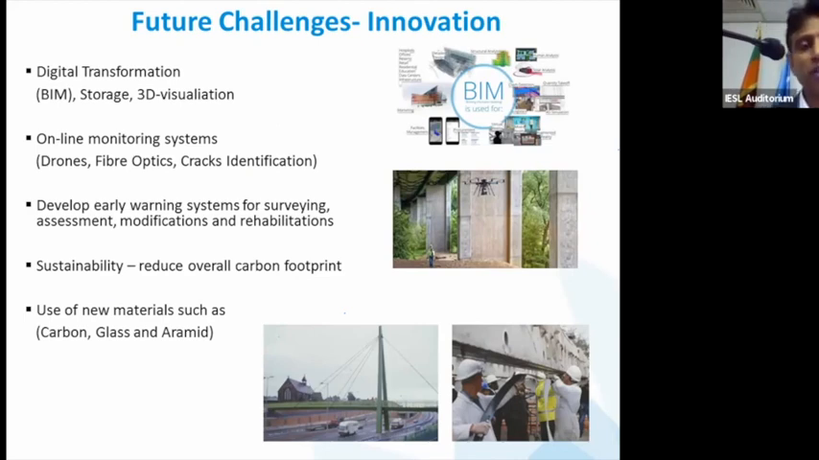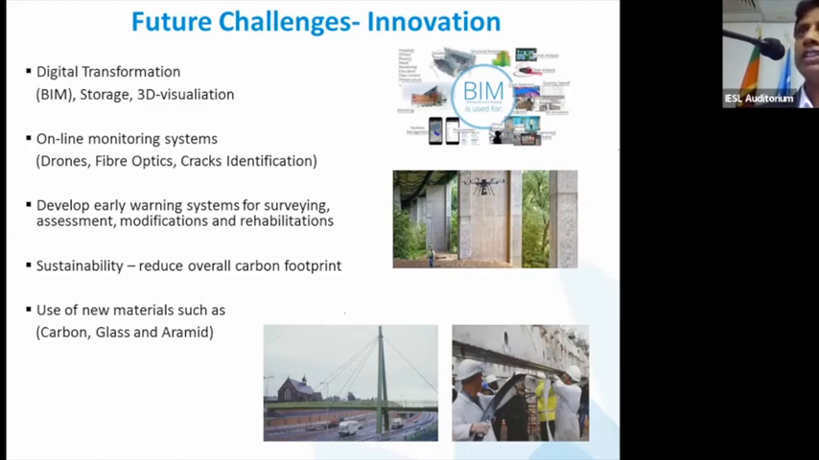Now, that's what digitalization is coming on. A BIM model is the trend now in society and the industry, right? It will come, it has to be the case. And also online monitoring systems, you can use the latest technology such as drones, fiber optics, crack identification. One of the good examples is that for cable-stayed bridges, you can look at the strain requirements offline. And we use this technology for offshore structures as well.